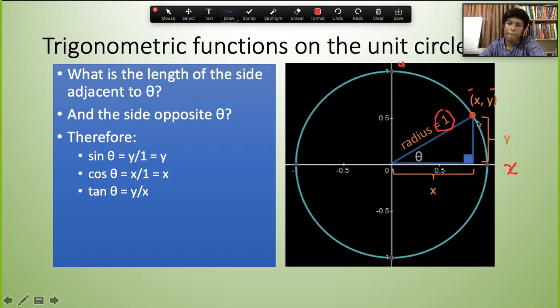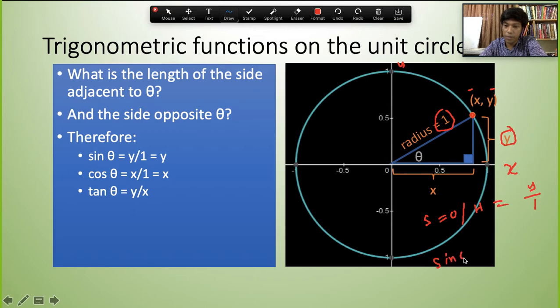Okay, now look at this, what we have learned from the SOH formula. So SOH formula, what we have learned from there? Sine equals opposite divided by hypotenuse. So what is opposite here? Opposite is y. That means this equals y divided by 1. Hypotenuse is 1 here. So we can write sine theta.